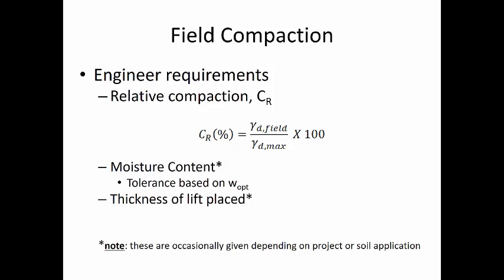Sometimes you will also dictate the standard for the moisture content, if it's plus or minus 2% of optimum moisture content, or -1 to +3, or 0 to +4 optimum moisture content, depending on the application. And then also sometimes the amount of lift thickness that's being applied. Maybe they say 6 to 8 inch lifts maximum. That reduces the potential for bridging on that project.